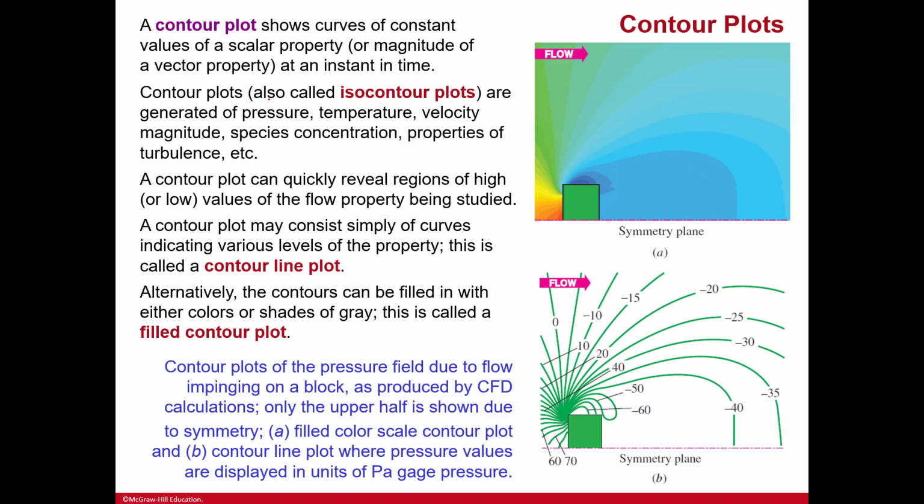And then a contour plot shows the curves of a constant value of a scalar property, or the magnitude of a vector property, at an instant in time. Contour plots, also called isocontour plots, are generated from pressure, temperature, velocity magnitude, and many others. When you have a contour plot that consists simply of curves indicating various levels of the property you're looking at, that's called a contour line plot. And then on the other side, you have the contour filled with either colors or shapes, right? Then that's going to be the filled contour plot.